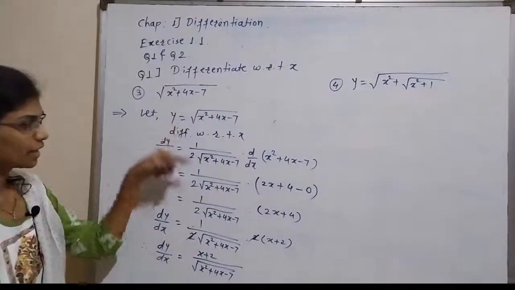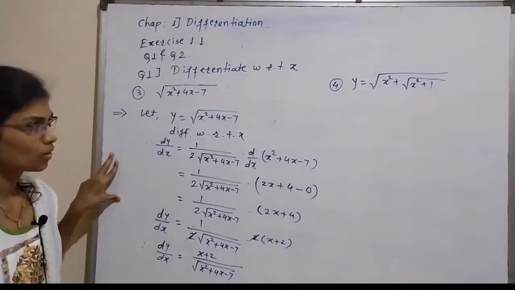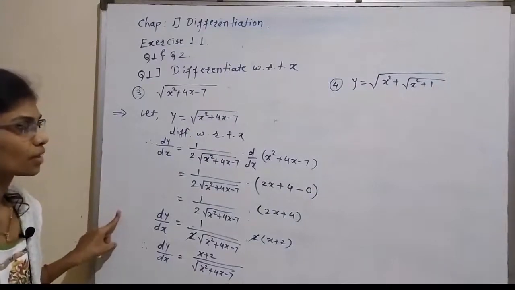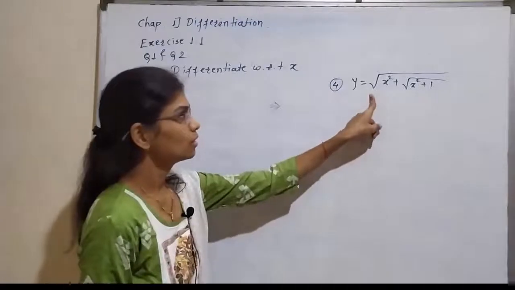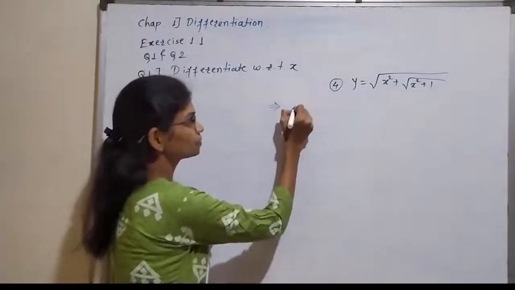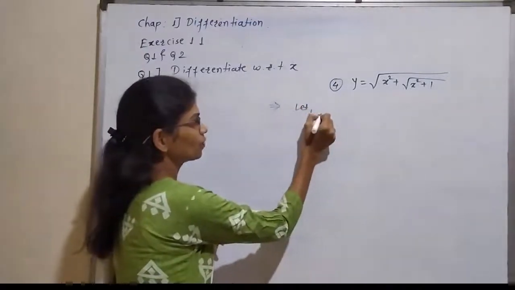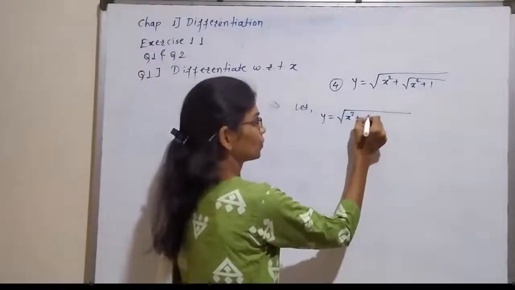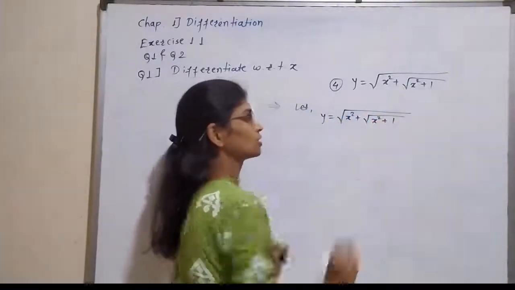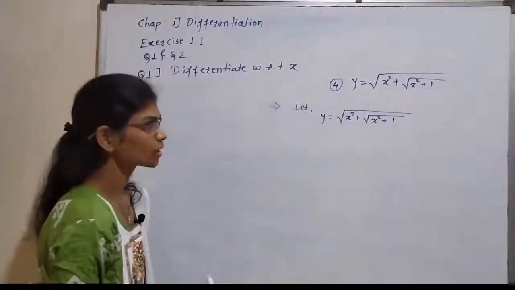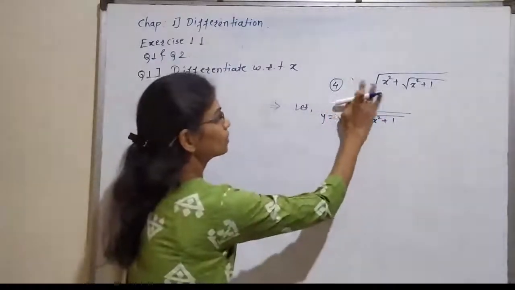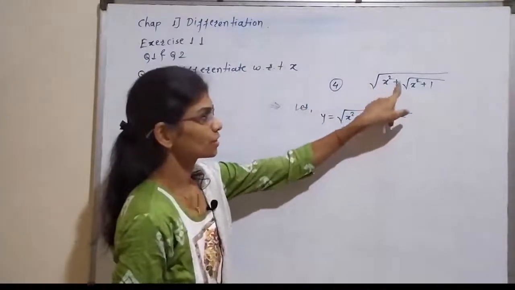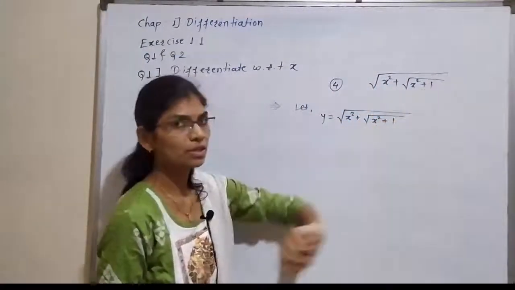Similarly to this one, but here one term is also in the form of a square root. Okay, write down this one or take a screenshot. For this example, let y is equal to square root of x square plus square root of x square plus 1. This is the given example.